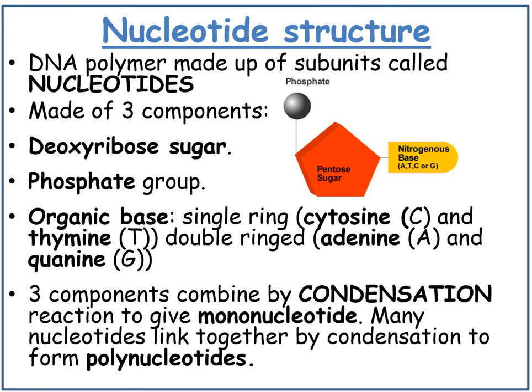So the DNA polymer is made up of subunits called nucleotides, and it's got 3 components. For DNA, the sugar is deoxyribose. You've got the phosphate group, and you've got the organic bases adenine, thymine, cytosine, or guanine. Cytosine and thymine are single-ringed, and adenine and guanine are double-ringed. And the 3 components combine by condensation reactions to give a mononucleotide. And then many nucleotides join together by condensation reactions to form polynucleotides.